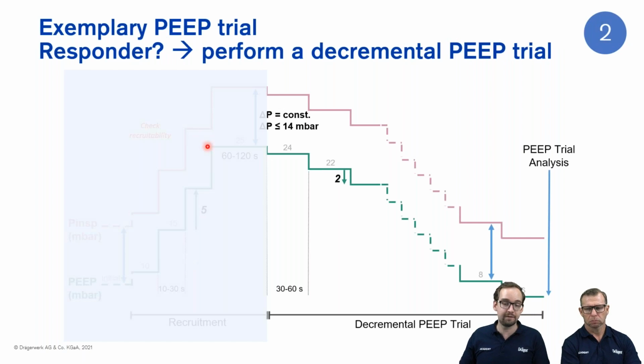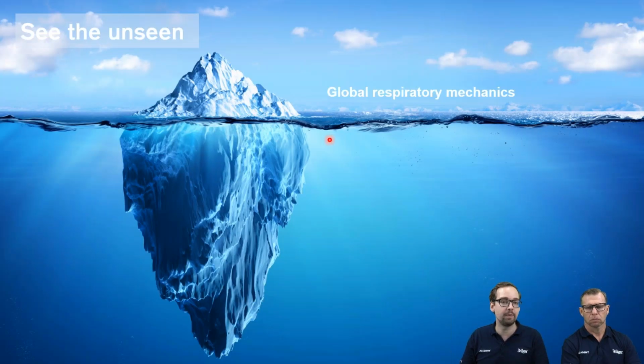So now that we have seen that this patient is a responder, we do a decremental PEEP trial to find out what the ideal PEEP is. It's not an easy question to answer, and of course there is a strong debate around this. But for the sake of this presentation, the ideal PEEP should be high enough to prevent de-recruitment, and at the same time low enough to minimize overdistension. So we're going to try to find the right compromise.